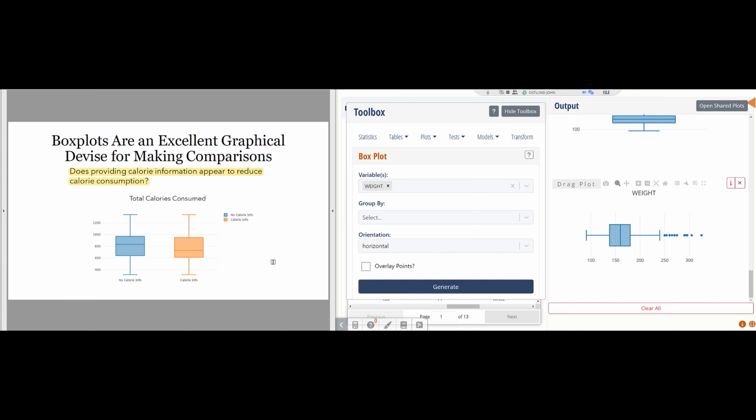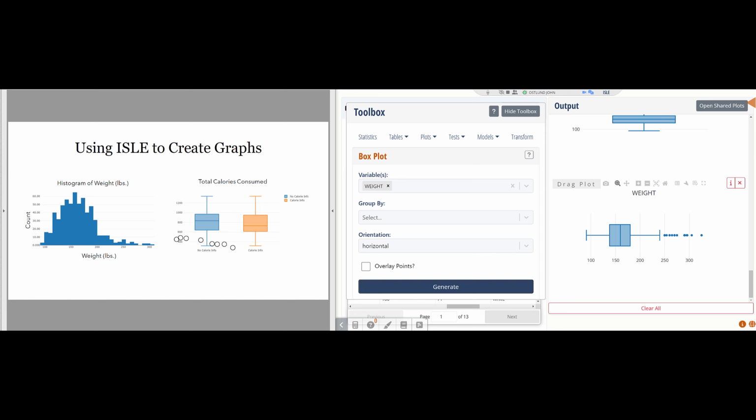Okay, so yes, it does appear, all else being equal, that people who received calorie information did consume fewer calories on average than those who did not. Now notice that the whiskers, the fences out here were the same. So, you know, some people who received calorie information didn't care, just ordered what they usually ordered. Okay.